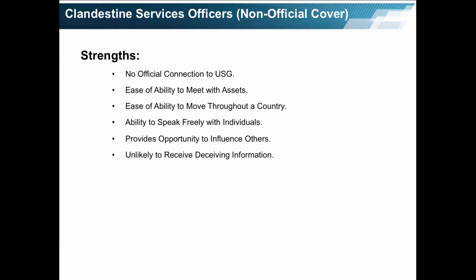The strengths of an unofficial cover from a clandestine services officer is that the person has no official connection to the USG. Therefore, it has ease of ability to meet with assets, there is no suspicion. There is ease of ability to move throughout the country, the ability to speak freely with individuals, provides opportunity to influence others, and usually is very likely to receive information that is not deceiving.